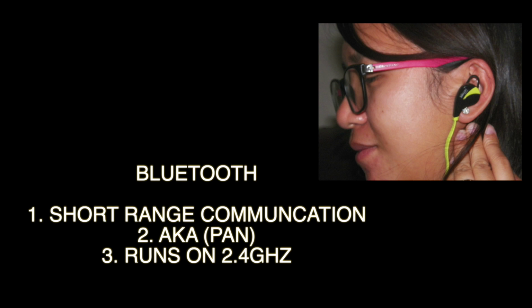Bluetooth is a short-range wireless technology standard that is used for exchanging data between fixed and mobile devices over short distances using UHF radio waves in the ISM bands from 2.4 to 2.48 GHz and building personal area networks, also known as PAN.